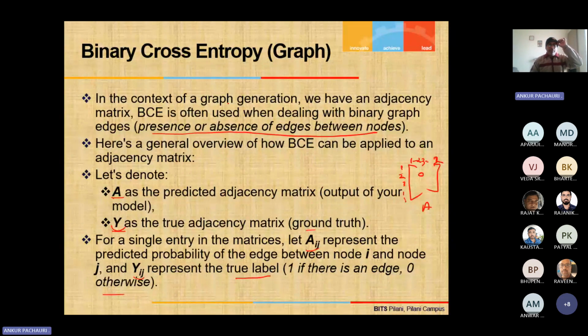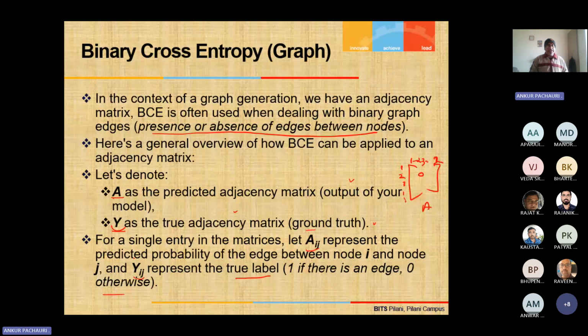So in the context of graph generation, we have the adjacency matrix. BCE, binary cross entropy, is often used when dealing with a binary graph, either the presence or the absence of an edge between two nodes. Here A is the predicted adjacency matrix, and Y is the true adjacency matrix, meaning the ground truth. So the predicted matrix and the real, or correct, adjacency matrix.